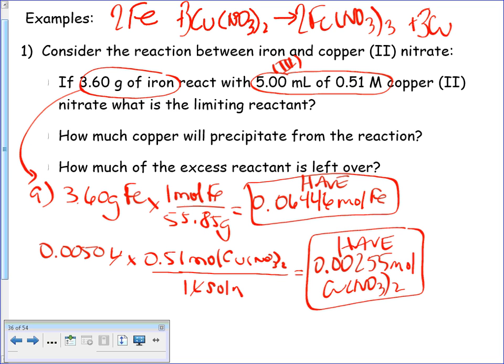3, right? So if I had 1 mole of iron, how much total copper 2 nitrate would I need to react with it? 1.5, right? So I'm using the ratios to figure out how much I need of the other one. But this is a weird number. I can't do that in my head, so I'm actually going to write it down.